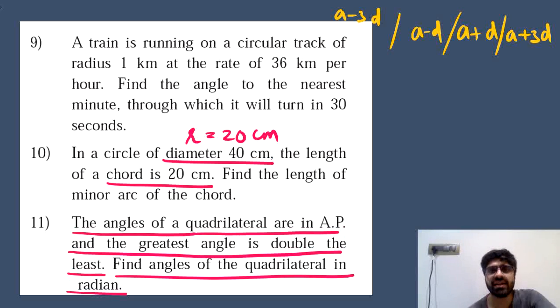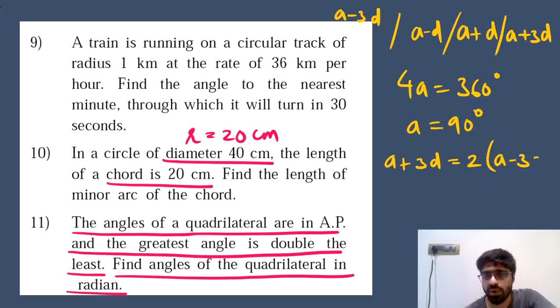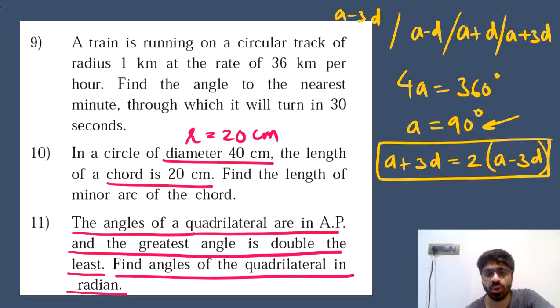If you add up all these angles, the total should be equal to 360 degrees, because that is a property that the sum of all angles of a quadrilateral will be 360 degrees. Add them up. You have 4A equals 360 degrees. So A will be equal to 90 degrees. They have also said that the greatest angle, which is A plus 3D, is double the least, that is, it is 2 times A minus 3D. By solving this condition, we will get the value of D also, because A value is already known to us.